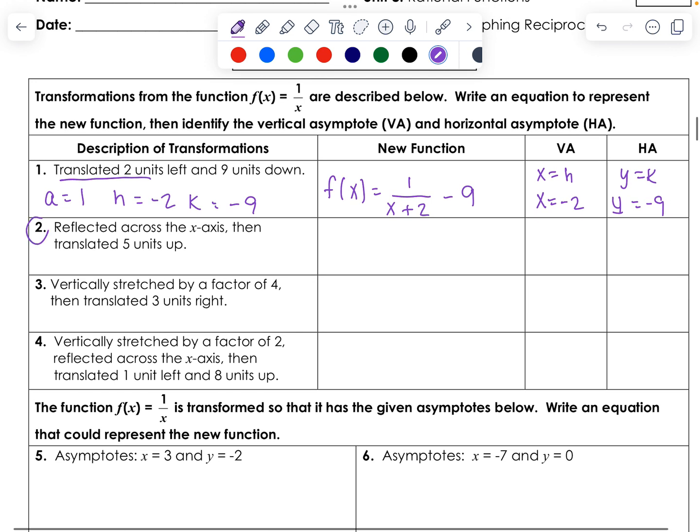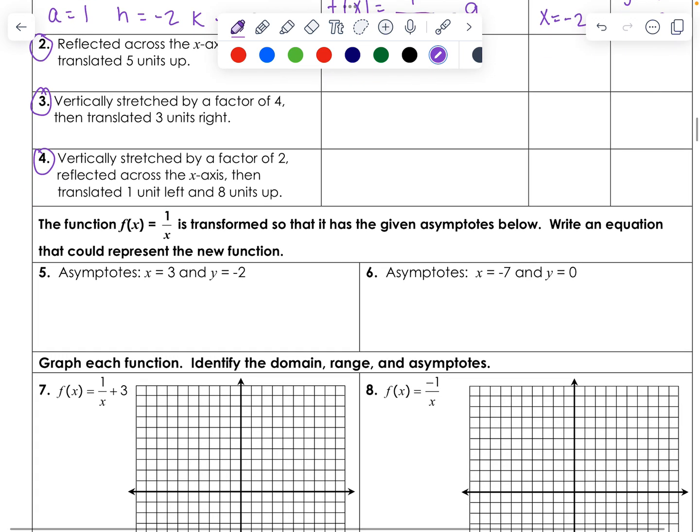So you are going to do 1, you're going to do 3 and 4. Now we're going to write a function. I'm going to do number 6, and you're going to do number 5. So I'm going to say x equals h, which equals negative 7, and y equals k, which equals 0. So y equals 1 over x minus h, so x plus 7 plus 0. We know we don't have to put that 0 there, so there's my answer.